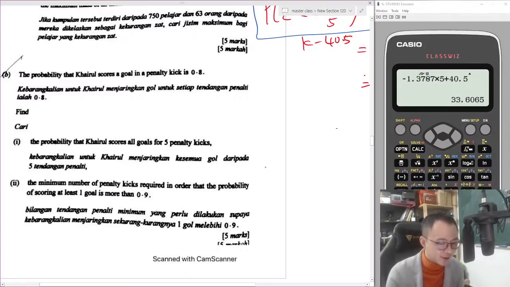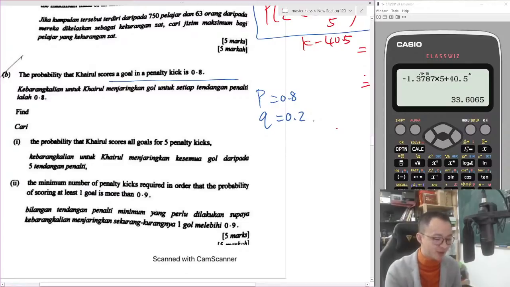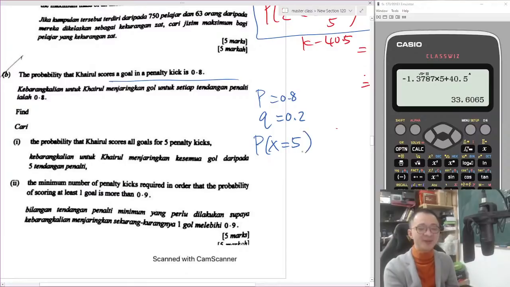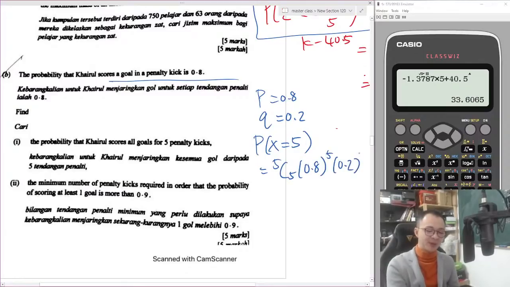Okay, right now the probability he wants to go with in the penalty kick is about 0.8. So P is 0.8, and Q is 0.2, 1 minus P. The probability that Kairu will score a goal in all 5 penalty kicks, so basically kick 5 times and get 5 goals. The formula is 5C5, 0.8 to the power of 5, 0.2 to the power of 0.